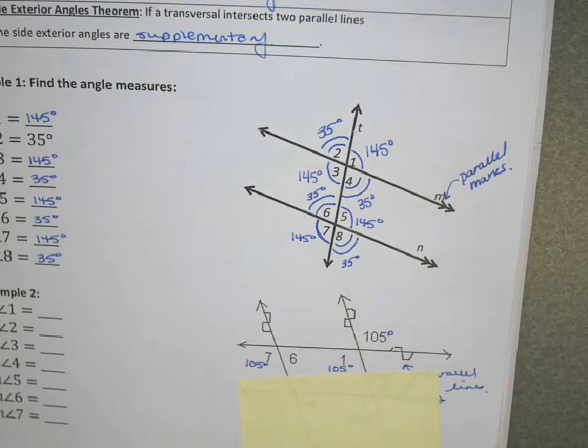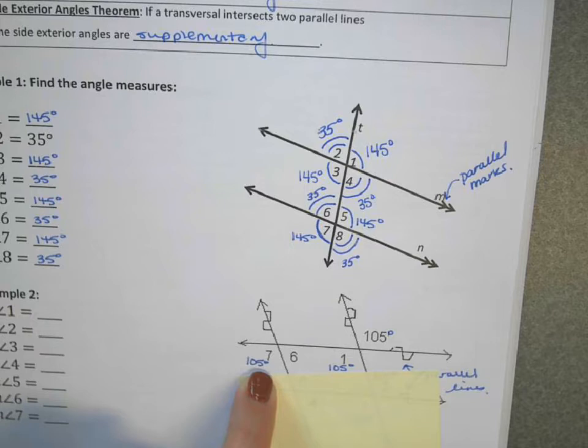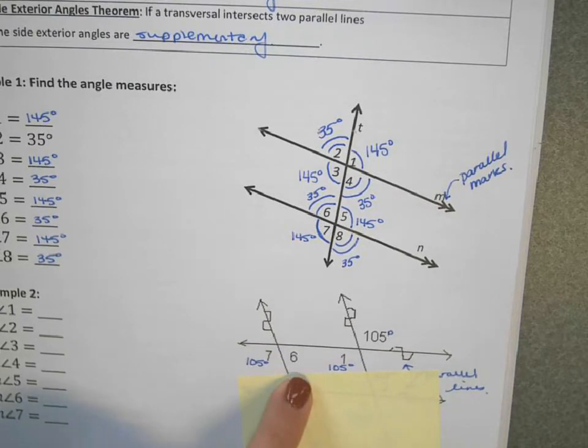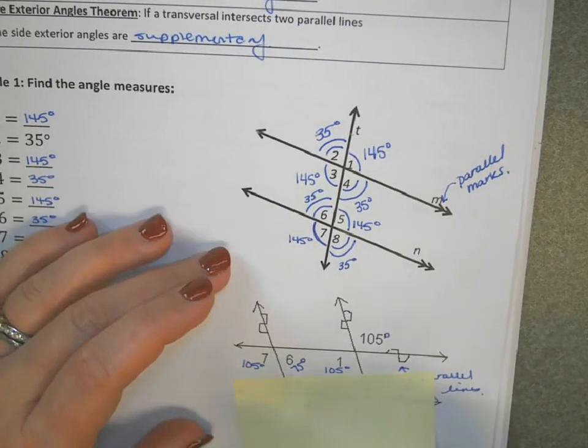All right, what else? 6 has to be supplementary to what? To 7, because why? There's a better phrase for it than "it makes a line." We have an actual theorem: the linear pair theorem. 6 and 7 are a linear pair, so linear pairs must be supplementary. So what does angle 6 have to be if it's supplementary to 7? 75 degrees.